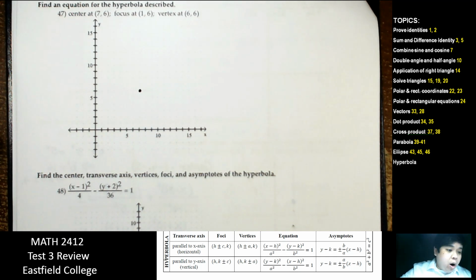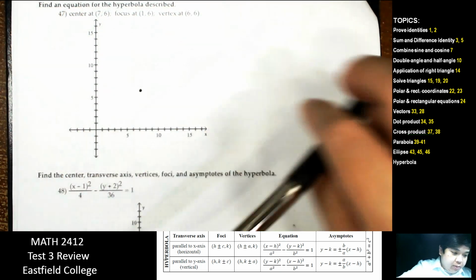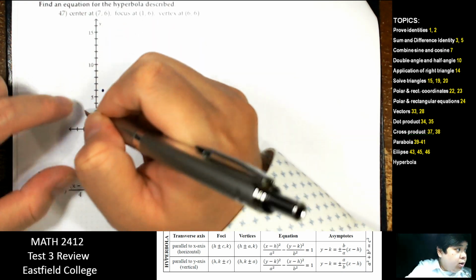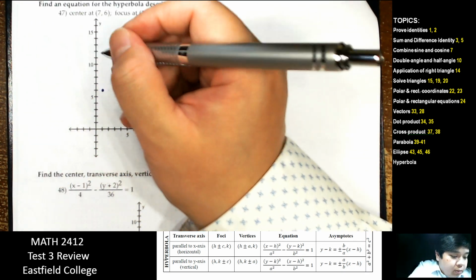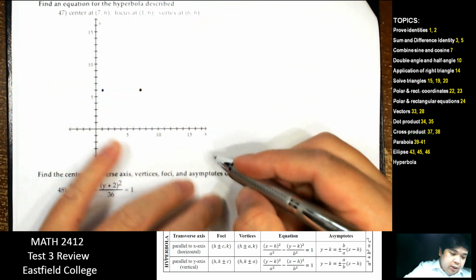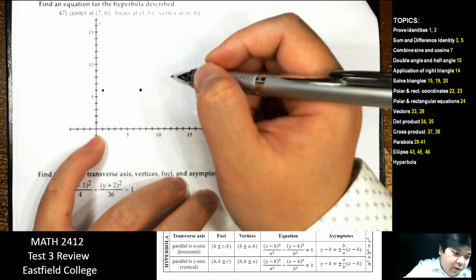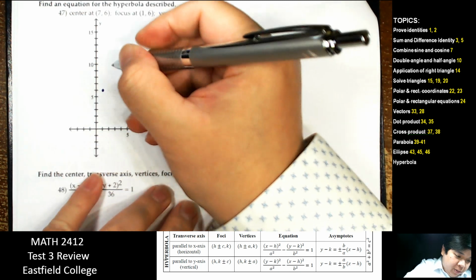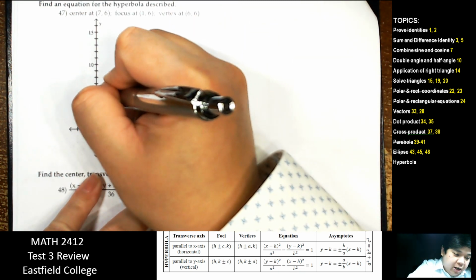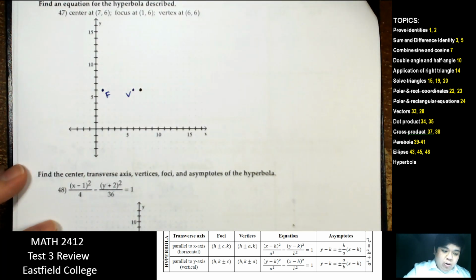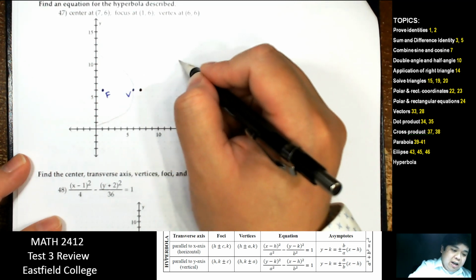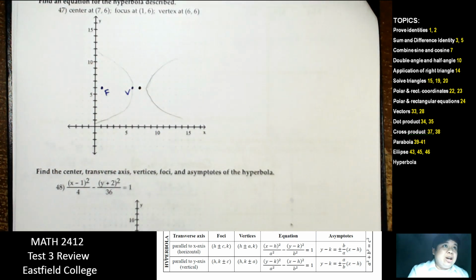The focus is 1 and 6, and then a vertex 6 and 6. So the vertex is here, the focus is there. So it looks like it goes horizontally. So the graph, we don't know yet, but it will open that way and the other direction. Right, that is to be determined.